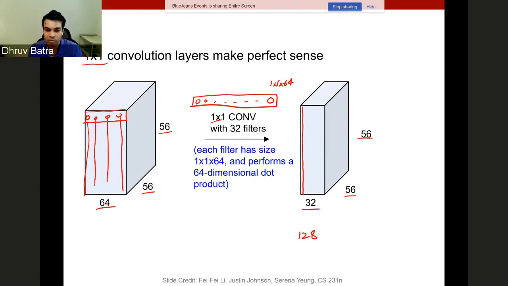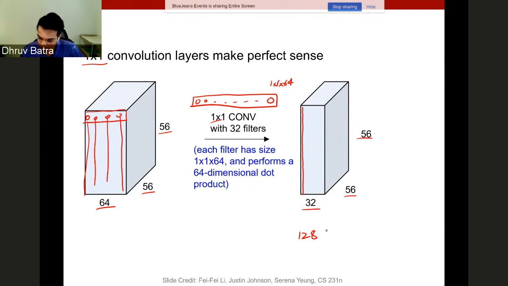So really, one-by-one convolutions serve as a way of shimmying data from one layer to another. If there is something downstream where you want it to be a particular size, and there's something upstream that's producing a different size, think of one-by-one convolution as a way of just performing dimensionality increase or reduction in the channel dimension.